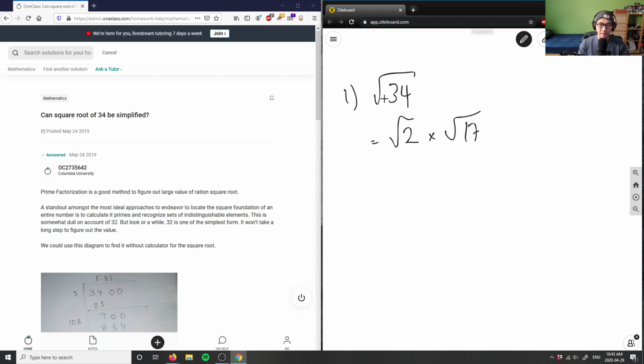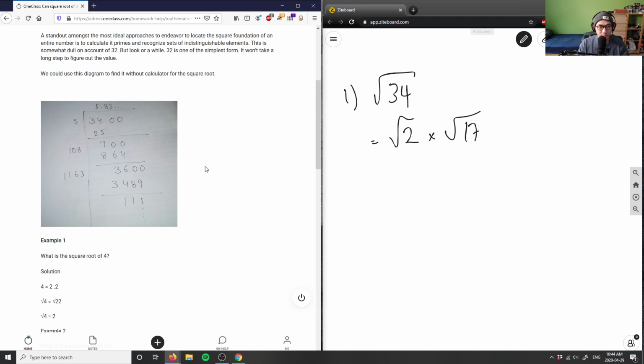Because again, I have 2 radicals here, and I don't have more factors where I can break this number down, this 17. So therefore, can the square root of 34 be simplified? It actually cannot be simplified. I believe they're supposed to say 34 is one of the simplest forms.